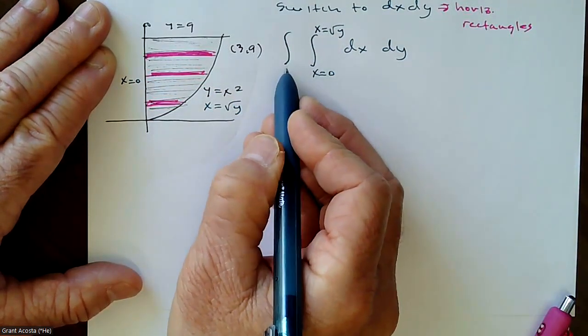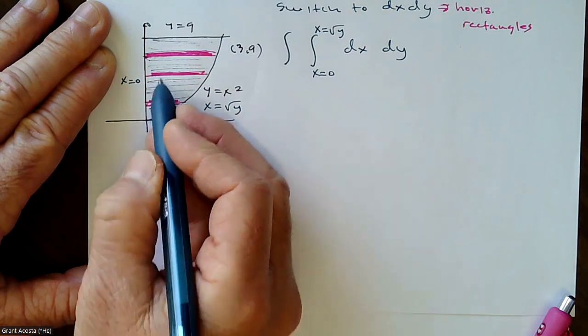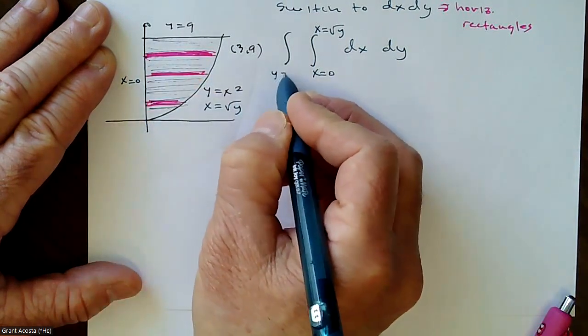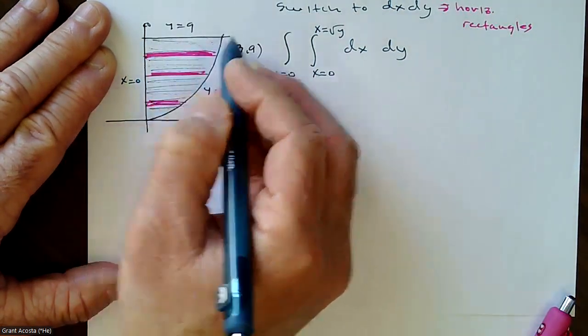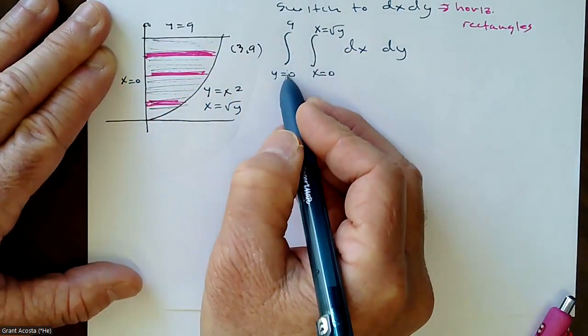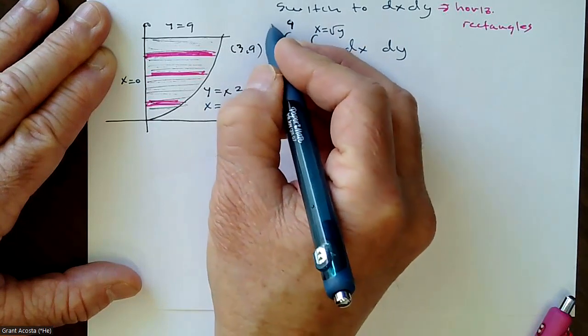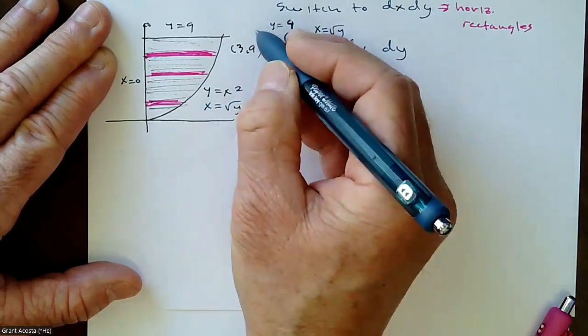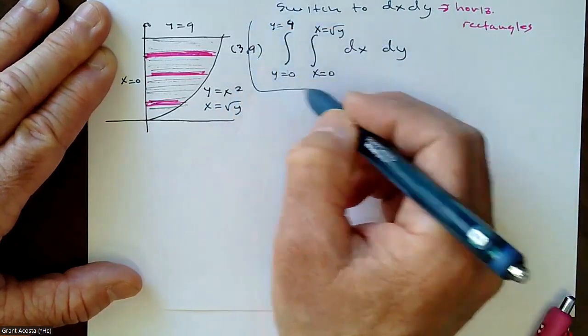And that's true as long as my y values are between what two numbers? Well, my lowest one's at 0. My highest one would be right there at 9. The outside limits of integration should always be numbers. They shouldn't be functions, or it's not going to give you area.